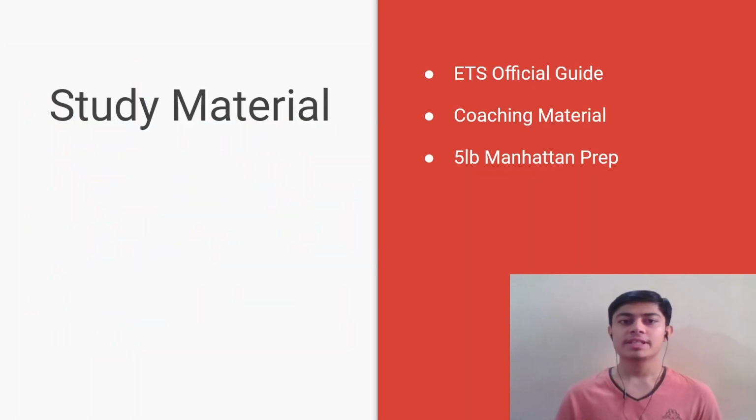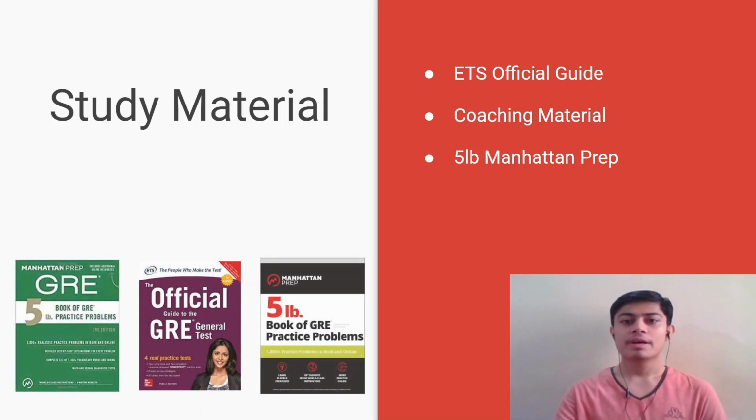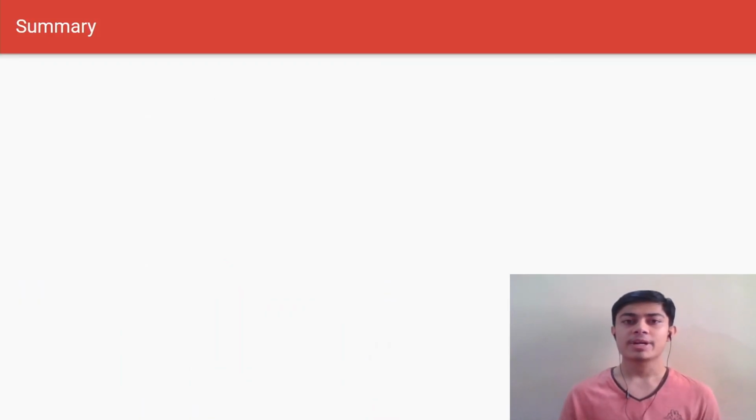Moving on to the study material, again we have the ETS official guide, which is the Holy Bible. Next is the coaching material, and finally the 5-pound Manhattan Prep Guide. This is a really great resource and I would definitely recommend solving the questions from the 5LB book for critical reasoning. Moving on, let's summarize what we have covered in this video.